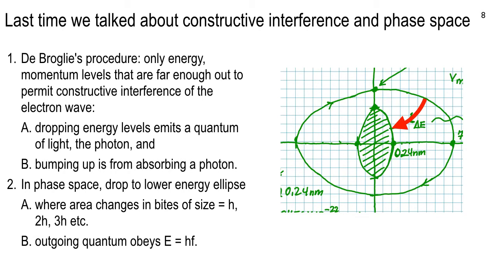And that's what happens here. Every time you drop one energy level, one ellipse, if the ellipse areas change by h or multiples of h, then the photons that are emitted have energy of hf or 2hf or whatever the quantum leap is.